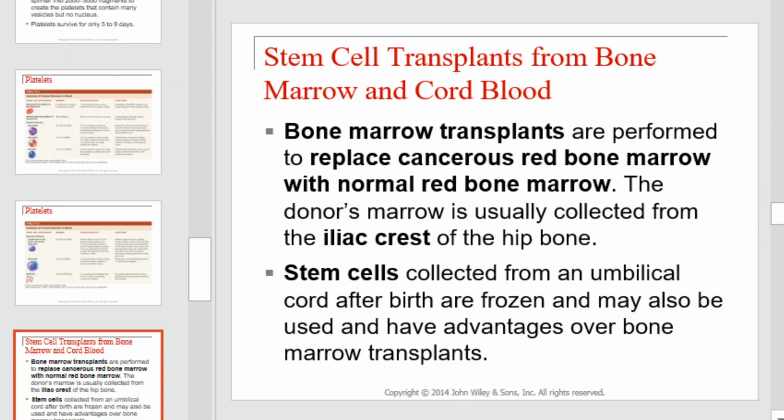Stem cell transplants from bone marrow and cord blood. Bone marrow transplants are performed to replace cancerous red bone marrow with normal red bone marrow. The donor's marrow is usually collected from the iliac crest of the hip bone. Stem cells collected from an umbilical cord after birth are frozen and may also be used and have advantages over bone marrow transplants.